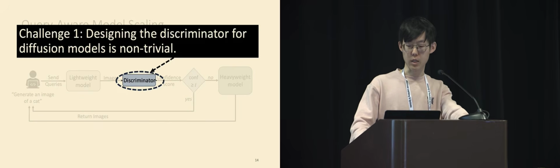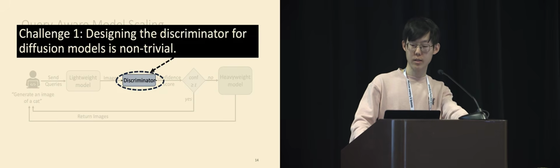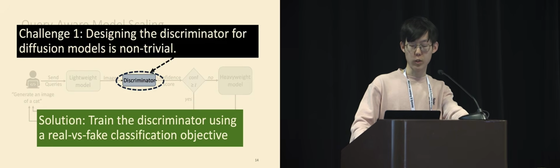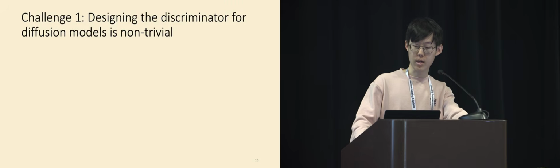One of the key challenges in our system is designing a good discriminator, a model that decides whether the output from a lightweight model is good enough. But this is non-trivial, especially for generative diffusion models, where output can vary in subtle ways. To address this, we train the discriminator using a real versus fake classification objective, where it learns to distinguish real and generated images. So why is this a challenge?